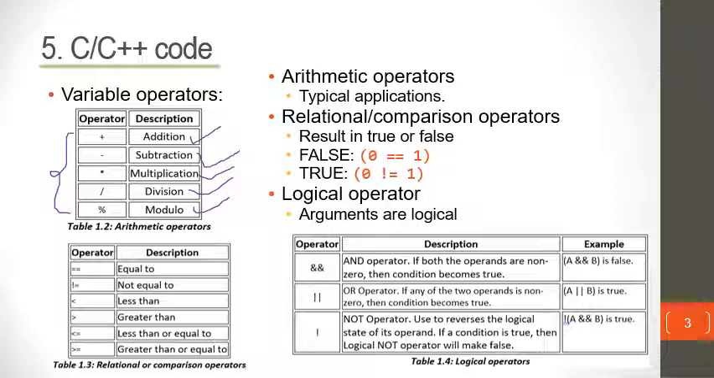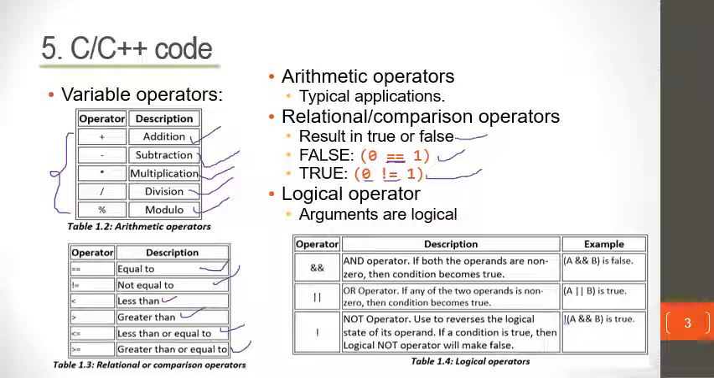Then, besides that, you can have relational or comparison operators, whose result has to be true or false. For example, if you say this is an equal to operator, the result of 0 is equal to 1 will simply be false, because 0 is not equal to 1. 0 is not equal to 1 will simply be true. Here are the other types of comparison operators, such as less than, greater than, less than or equal, greater than or equal to.